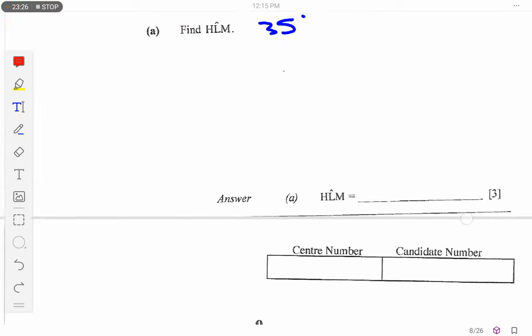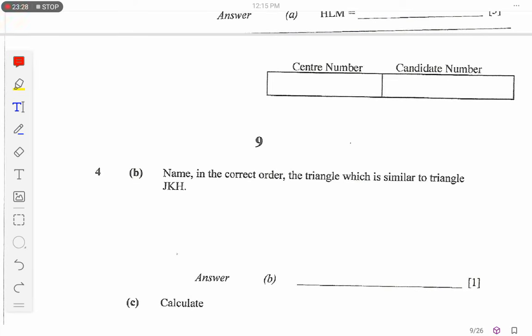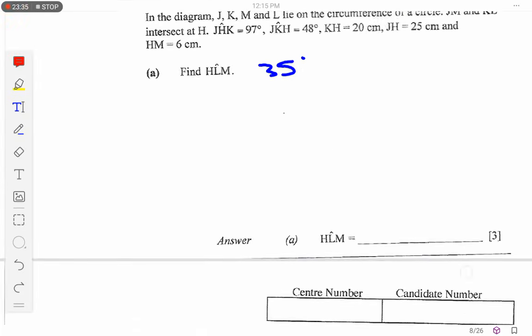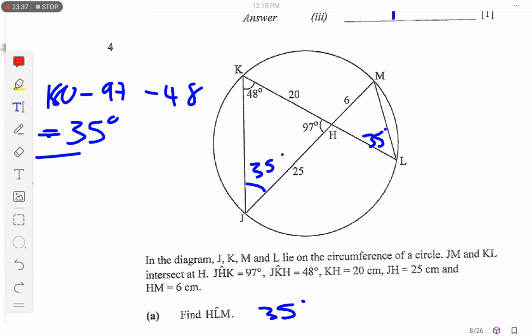Let's move on. Now they are saying name in correct order the triangle which is similar to triangle JKH. So we are starting with JKH.